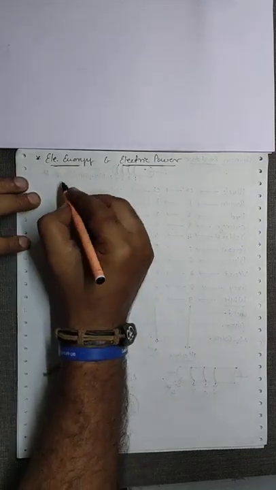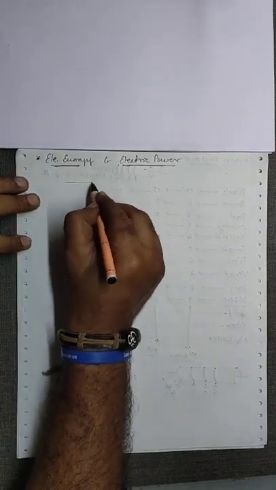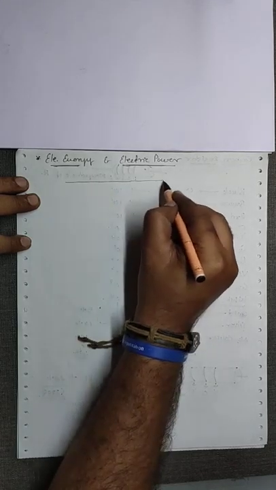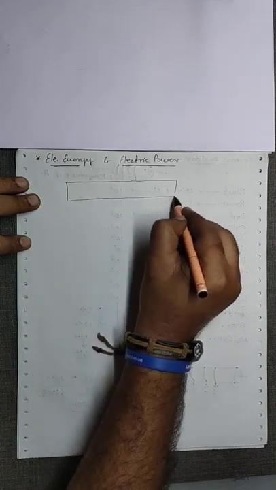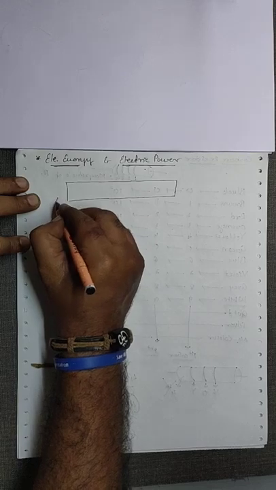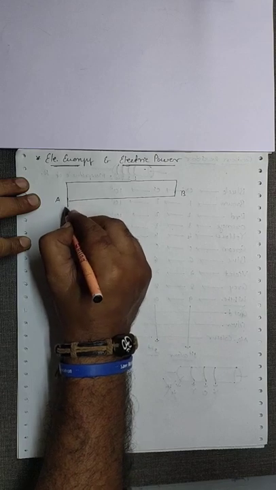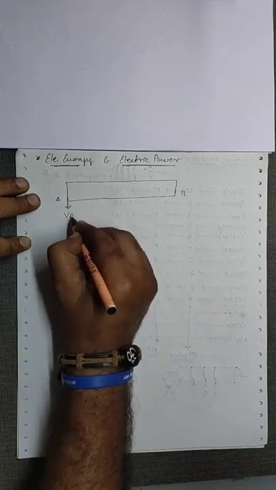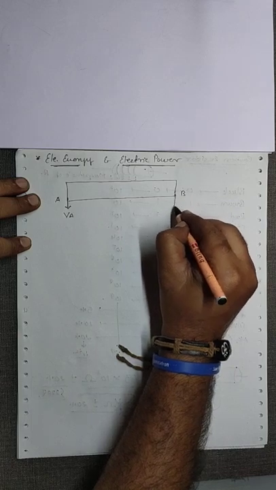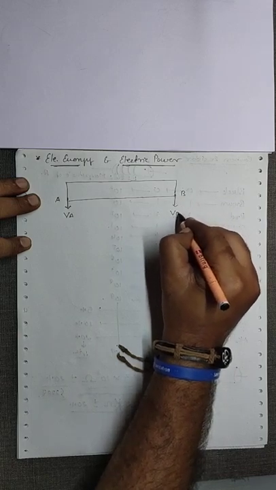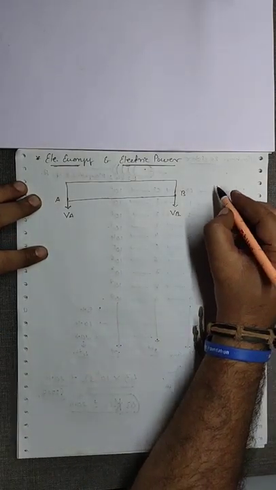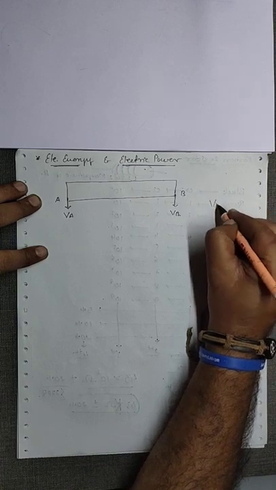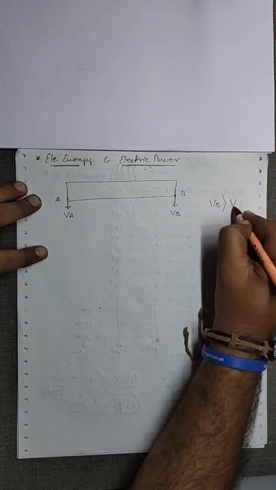For this, we have to consider a conductor. Suppose this is a conductor. Consider 2 points A and B. Electric potential at point A is suppose VA and electric potential at point B is suppose VB. What is electric potential? That we have seen already. VB is greater than VA.